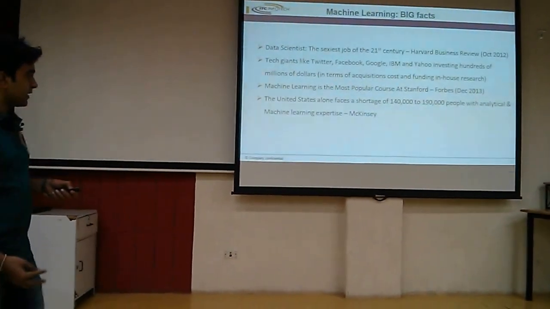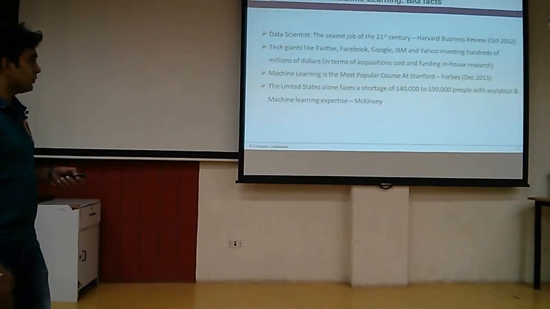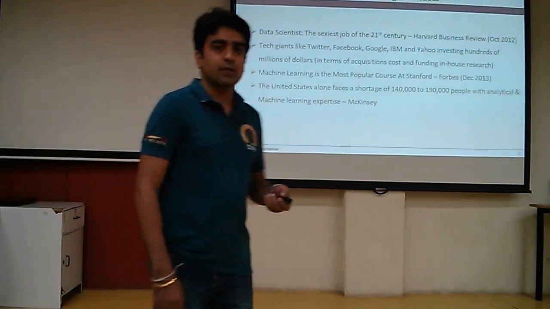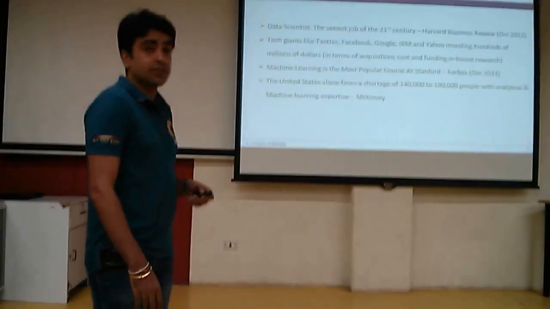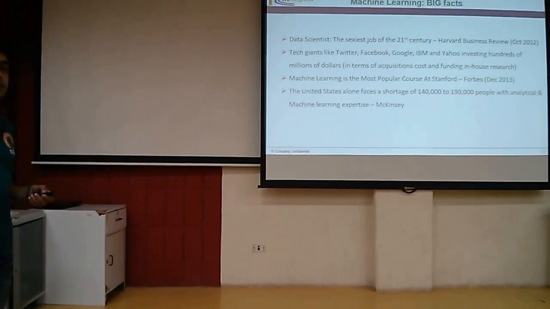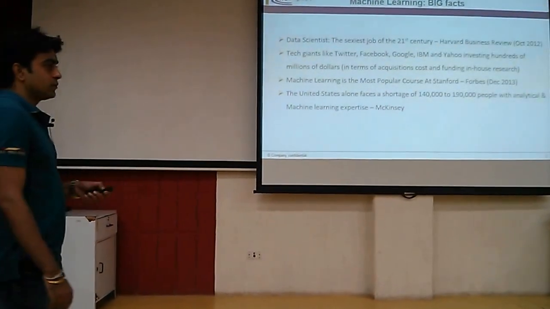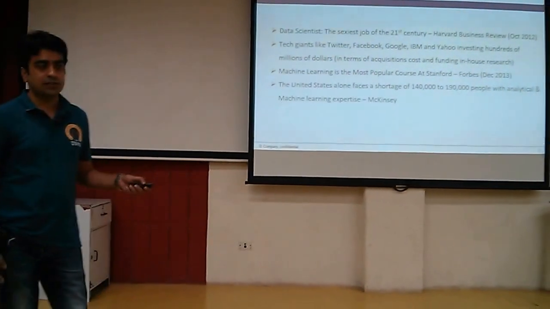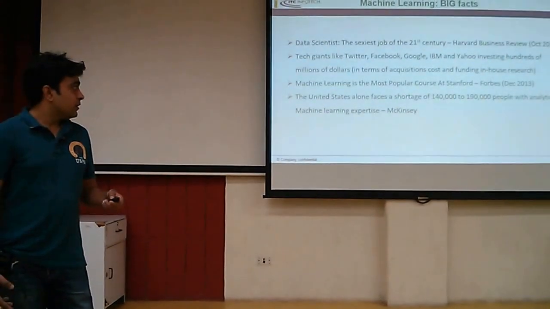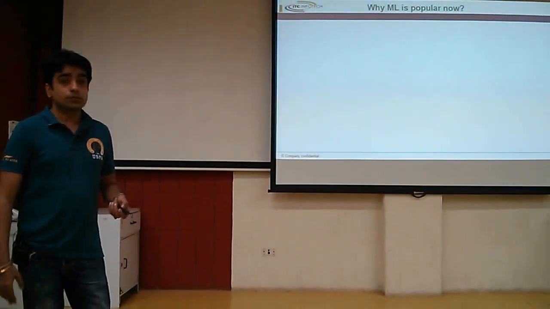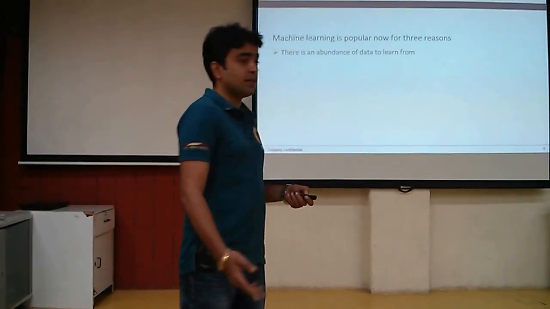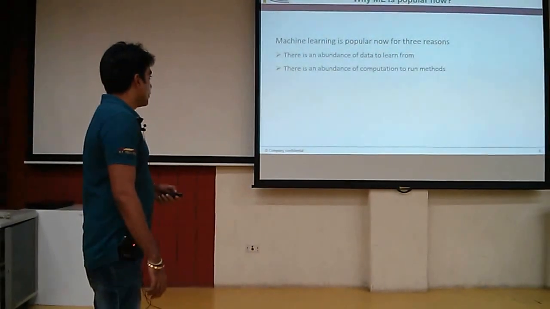From the career perspective, the US alone faces a shortage of about 140k to 190k people in analytics and machine learning. This is according to McKinsey, and I guess the global shortage should be at least twice this. So you can see why this has evolved into a very major area in technology. Let's look at why it has become popular suddenly, because it has existed since the 1950s. What happened in just the last 5-10 years that it has become so important?